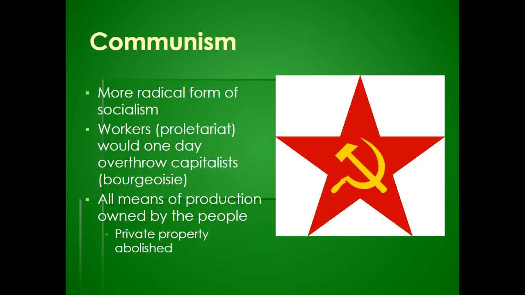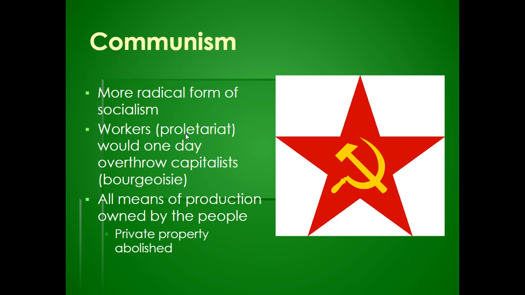So with communism, this is a more radical form of socialism. Okay, so you're probably familiar with it, right? Communism, especially from an American perspective, has a negative connotation. But again, it's a more radical form of socialism. So we said that socialism talks about sharing the factors of production, but with communism, it goes a step further.